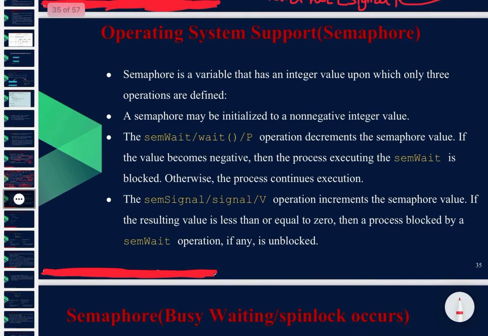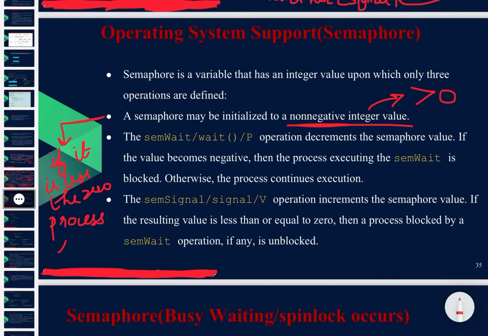So operating system support is the semaphore. A semaphore is a variable that has an integer value upon which only 3 operations are defined. A semaphore may be initialized to a non-negative integer value. So the integer value should be non-negative, that means it should always be greater than or equal to 0. If it is less than 0, what will happen? The process will be blocked.